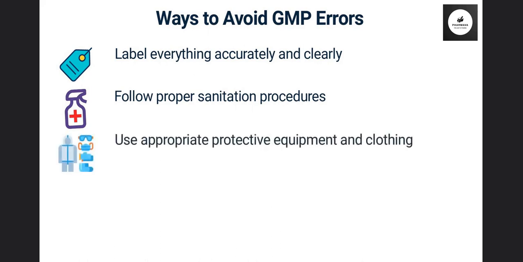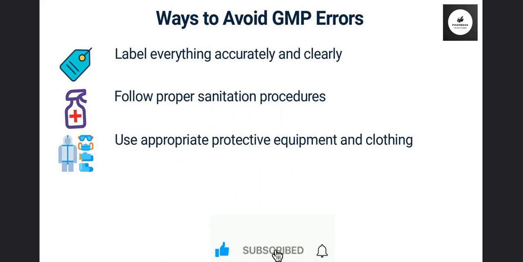Use appropriate protective equipment and clothing. Using appropriate protective equipment and clothing is essential for ensuring employee safety and preventing contamination. This includes wearing gloves, masks, and other protective gear as needed, and ensuring that all equipment and clothing are clean and free of contaminants.